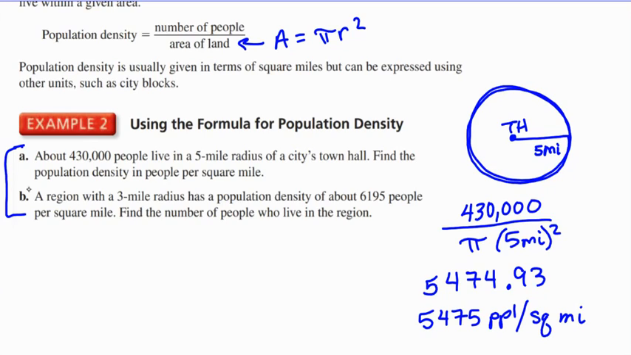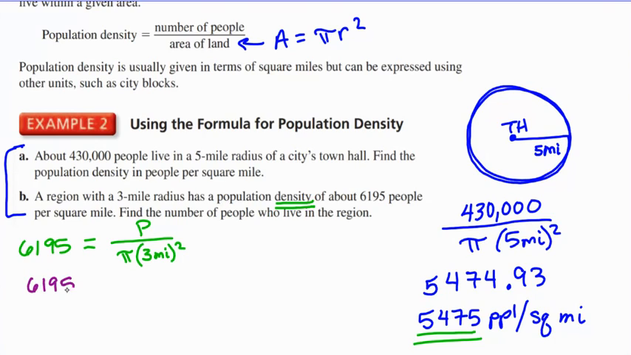For the second part, a region with a 3-mile radius has a population density of about 6,195 people per square mile. So it's like they're giving us this answer. Find the number of people who live in the region, okay? So this is what they're actually giving us. 6,195 people equals, I don't know the full population, divided by, again, we need the area of that circle. So area is going to be pi times 3 miles squared, okay? So I'm going to go ahead and change this. So this is going to be 6,195 equals p over 9 pi.